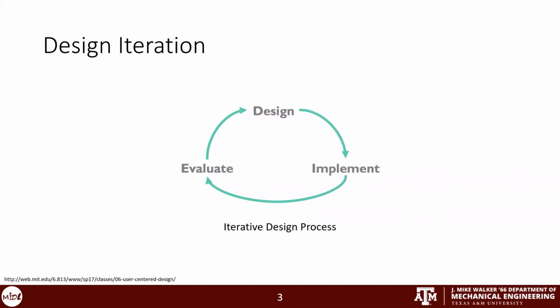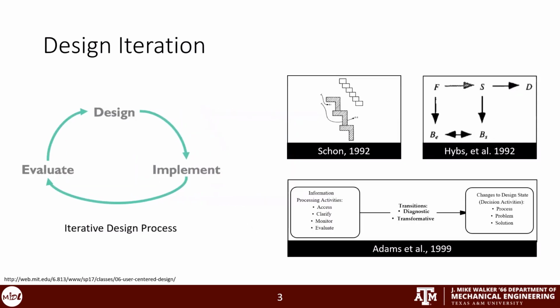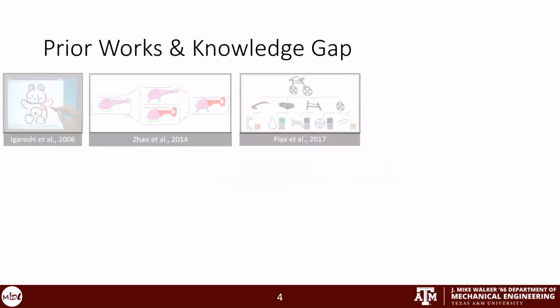Design iteration plays a significant role in the design process, where the designer goes through a series of steps, gaining more information about their design problem and gradually improving their solution. Schön described the design process as a reflective cycle where the designer sees, moves, and sees, and Hibbs et al. described it as a series of transformation processes. The cognitive aspect of design iterations was also studied in depth by Adams and co. Therefore, enabling the iterative nature of the design process is very important for developing computational support tools.